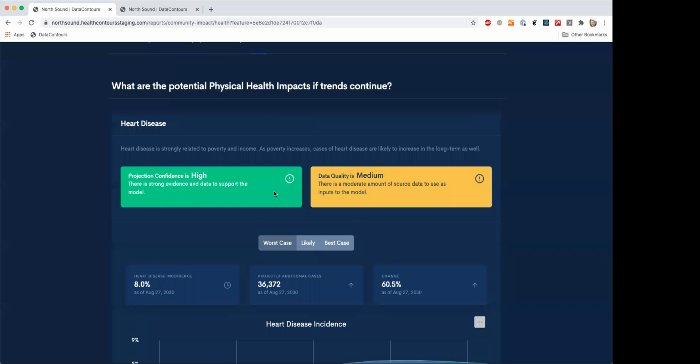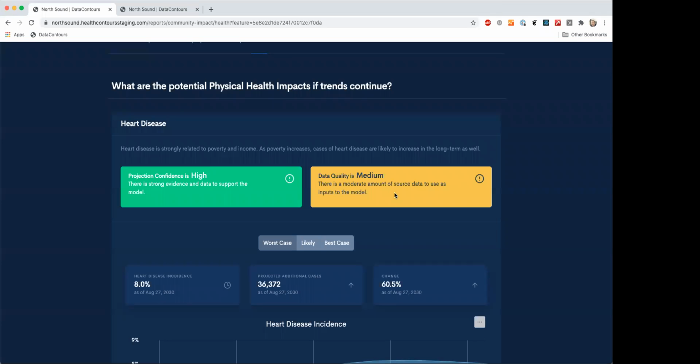So what we've tried to do, just to calibrate everybody, is provide a little bit of a score against these projections. We have 2 criteria. The first is what our confidence is in the model. And this is based off of the evidence and research that shows a relationship between poverty and some of these health outcomes. The second is North Sound specific data quality. So where the data quality is good, where it's medium, where it's bad.